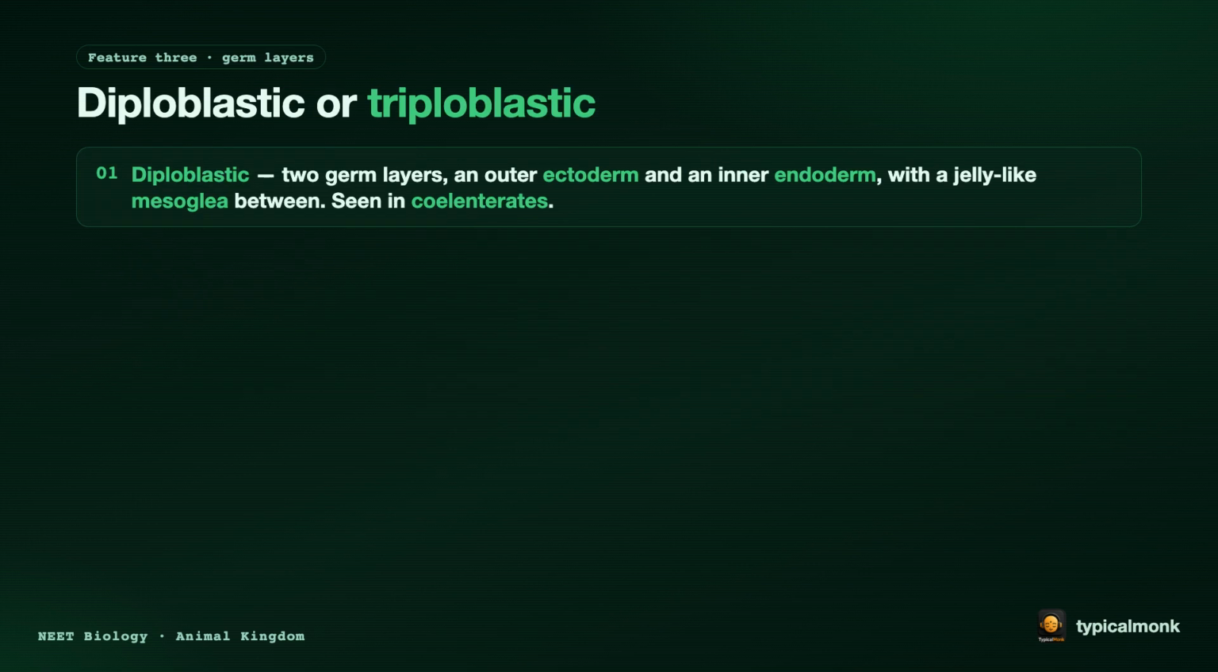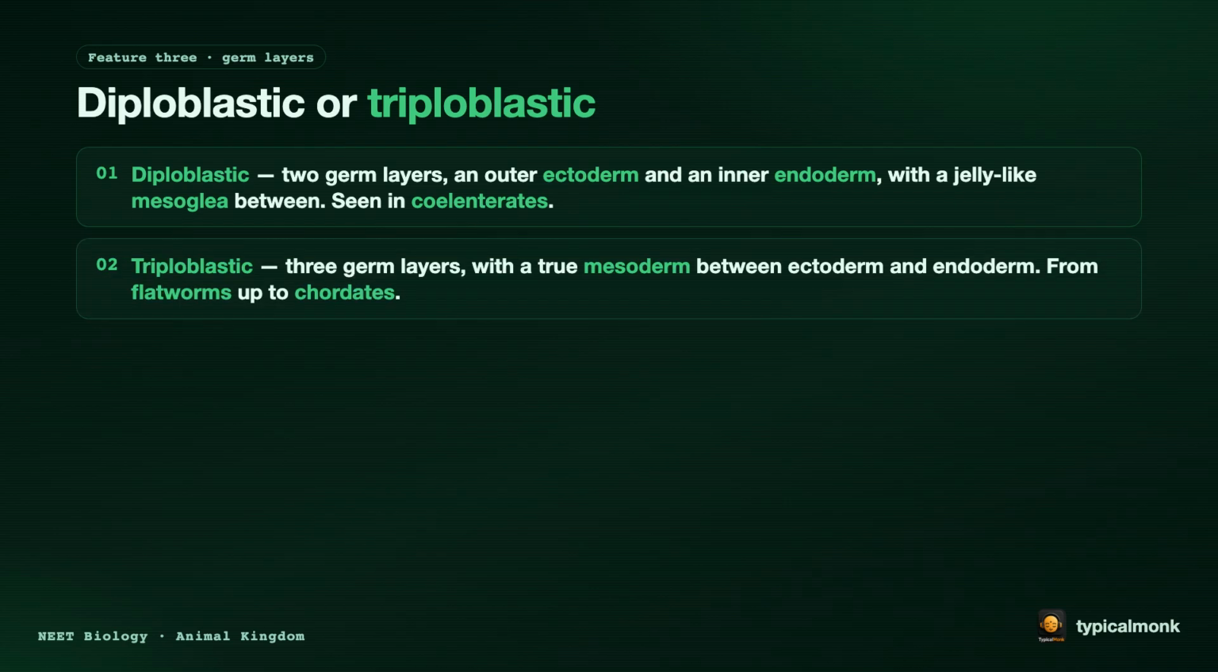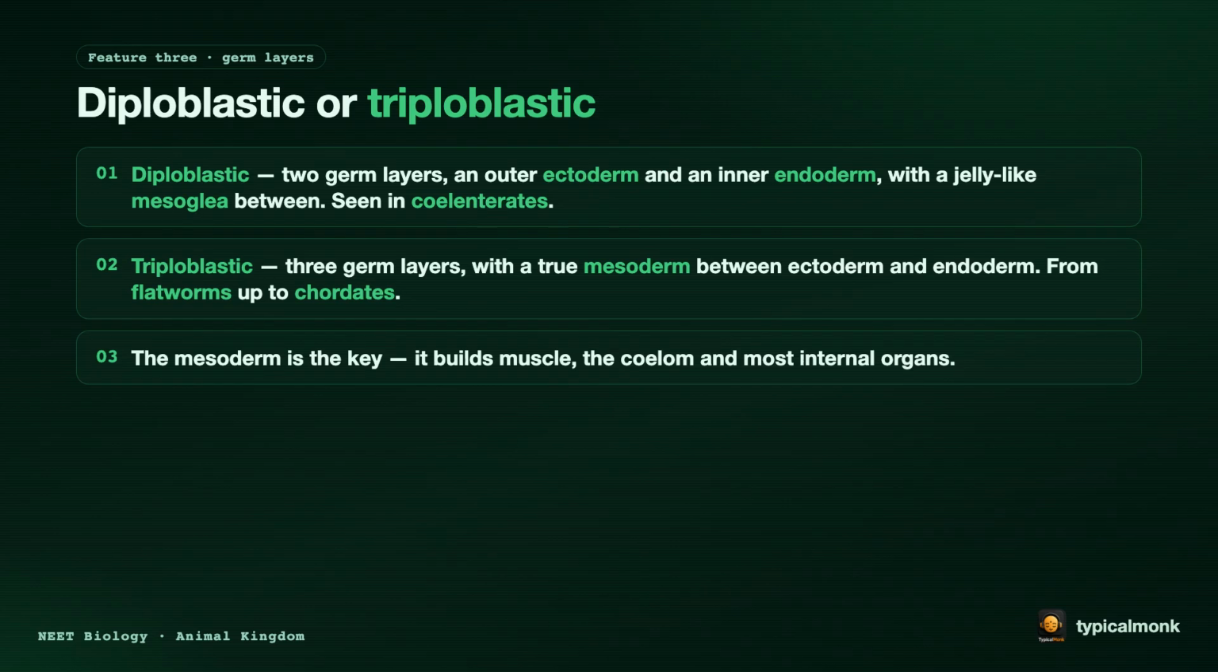Now the third feature, germ layers, the layers of the embryo. Diploblastic, 2 germ layers, an outer ectoderm and an inner endoderm, with a jelly-like mesoglea between. This is seen in coelenterates. Triploblastic, 3 germ layers with a true mesoderm between ectoderm and endoderm. This runs from flatworms up to chordates. The real key is the mesoderm. It builds muscle, the coelom, and most internal organs.